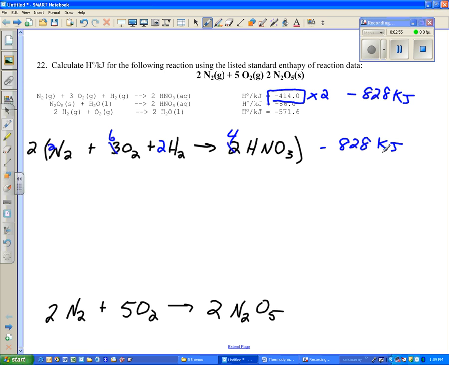Now, we've taken care of some of our reactants, right? We've taken care of the nitrogen, we've taken care of the oxygen. Now let's look at a product. If we take a look at our products, what type of products do we have going? I have N2O5, and where can I find some N2O5? Aha, here's some N2O5. But it happens to be a reactant in this particular situation rather than a product. So, well, I have an option here. What I can do is flip this particular equation.